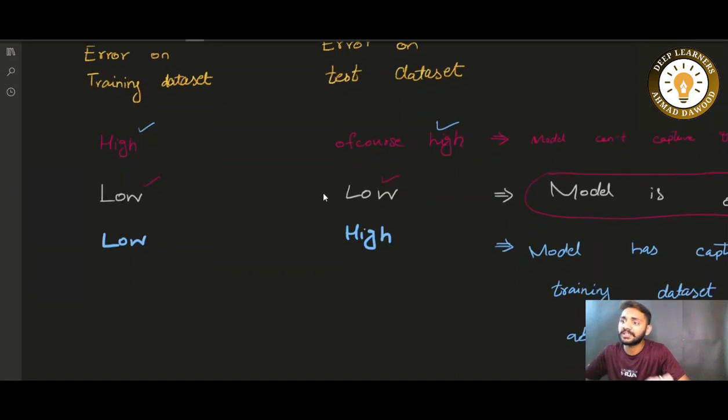Now the third scenario is if your error on the training data points is low, but your error on the test data points is very high. What can happen here?